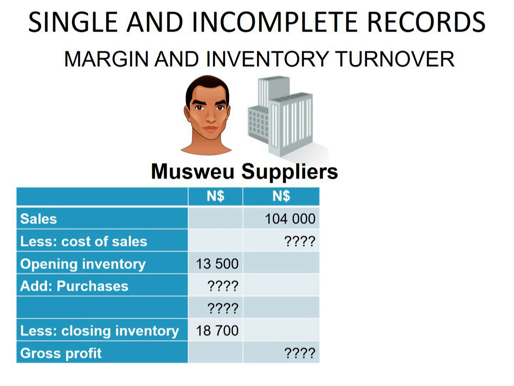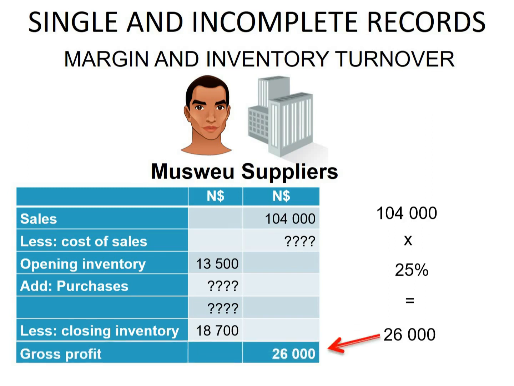So what we'll try to calculate first is the gross profit. We will say sales multiplied by the margin, that will give us our gross profit. We have the sales, that's 104,000, multiplied by the margin that was given, 25%, and that will give us a gross profit of 26,000. So we can enter that in our gross profit.